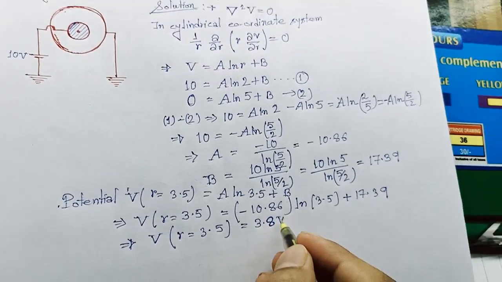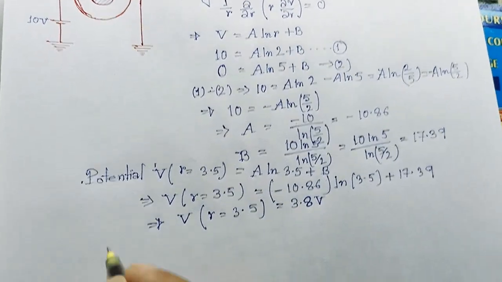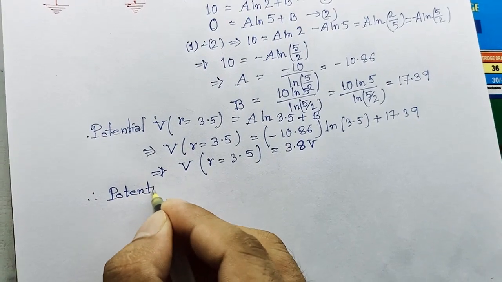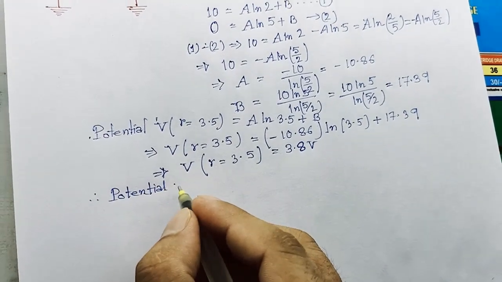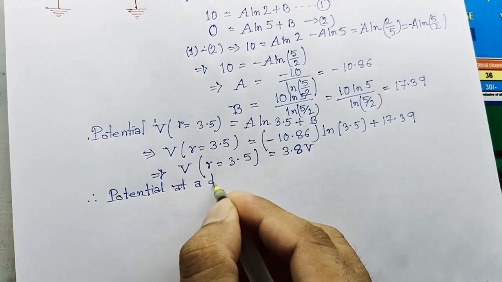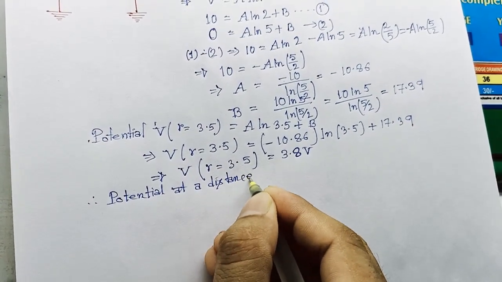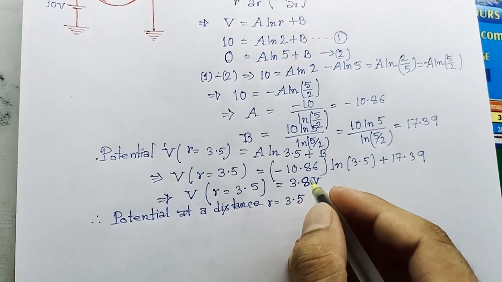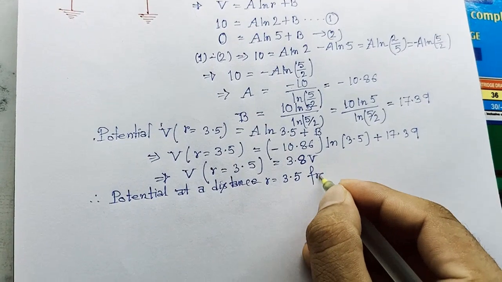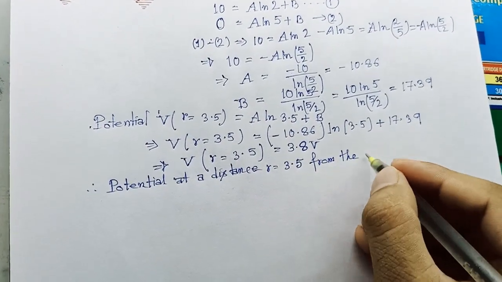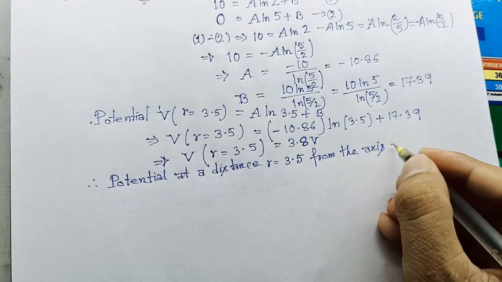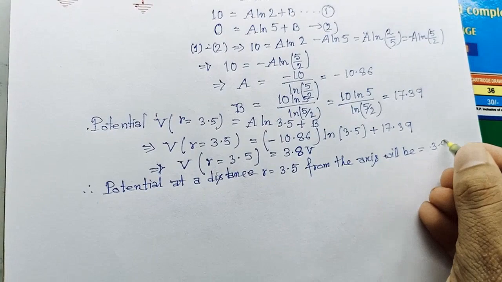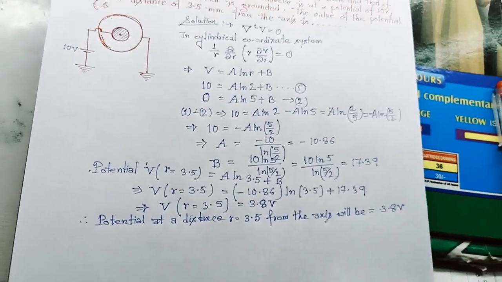So our desired answer will be: therefore we can write the potential at a distance R equal to 3.5 from the axis will be equal to 3.8 volt. So this is our required answer for the given question.